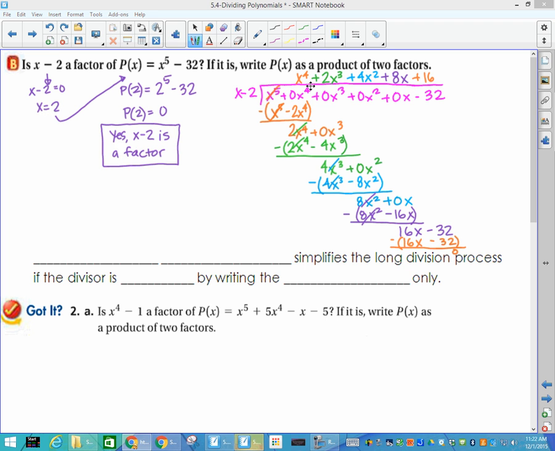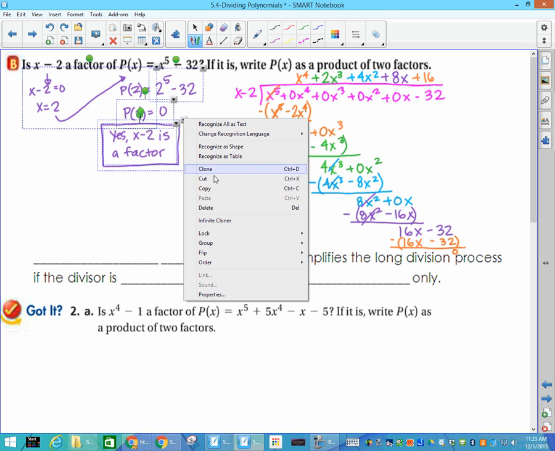Okay, so what this did, y'all, let me see if I can make this any smaller. Probably not. Anyway, let's go with that. So I have to write it as a product of two factors. Let me see if I can make this guy smaller so I have some room.